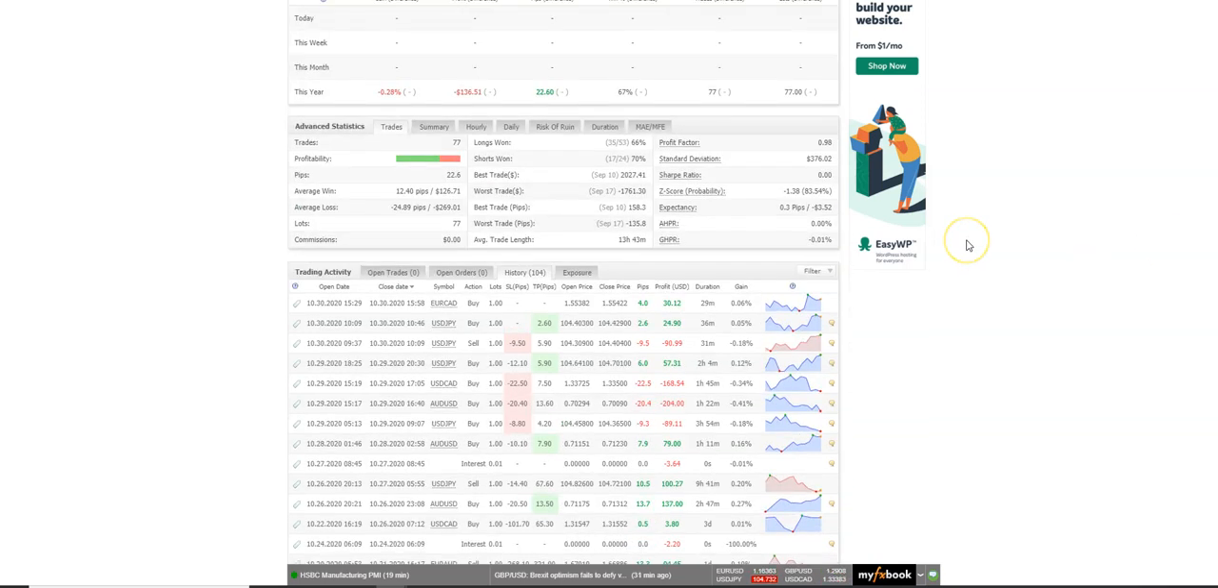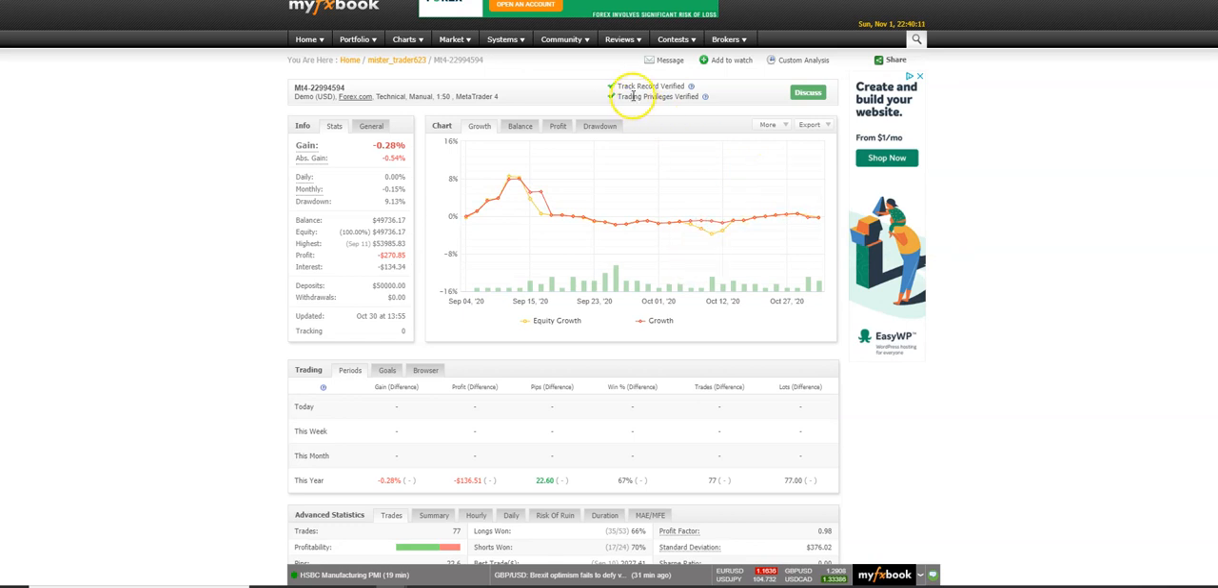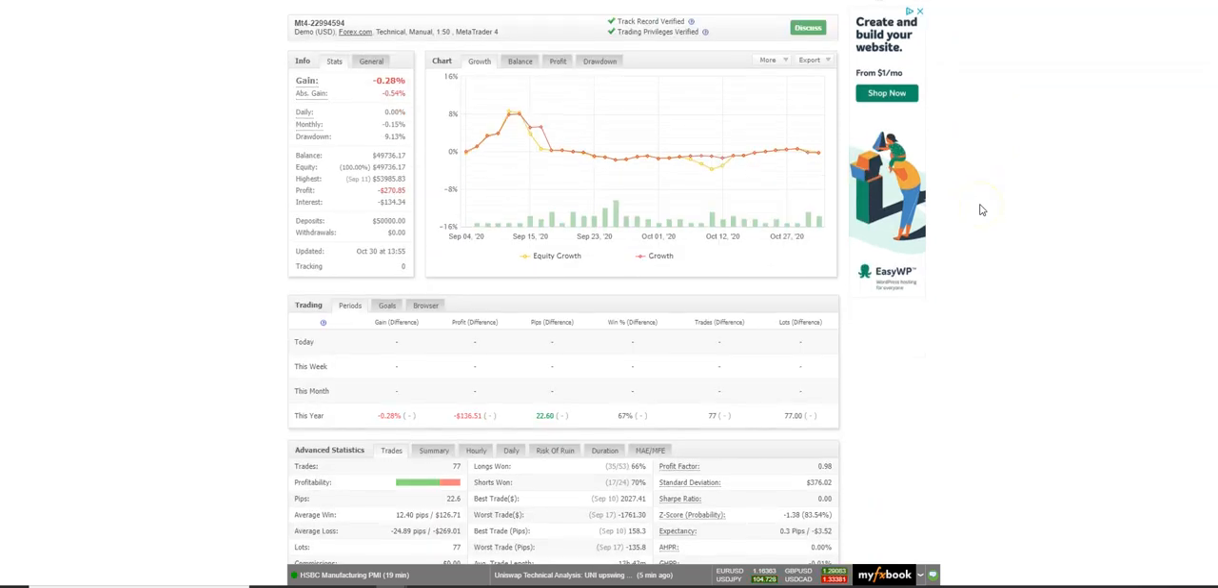And look, people, track record verified, trading privilege verified. I did that last week. On Forex.com they don't give demo accounts investor passwords, so you have to go into MyFXBook, go into your account, and change your investor code to match your master password, which is the password to your Forex.com, and they'll verify it like that. That's basically what I had to do.